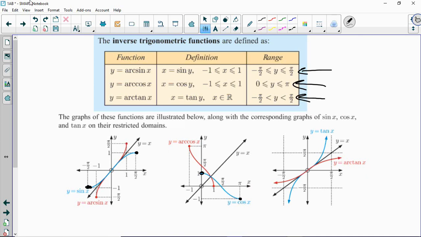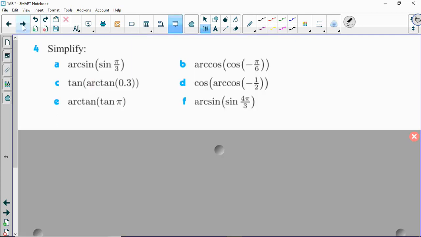And again, with past paper questions, you're not going to see a lot just asking specifically about the graphs themselves, but we do need to know these domains and ranges in order to do some algebraic questions involving the inverse functions. So we see that here. It is not just as simple as saying, oh, arcsine and sine cancel out. Sometimes they do, sometimes they don't. Let's take a look at this.